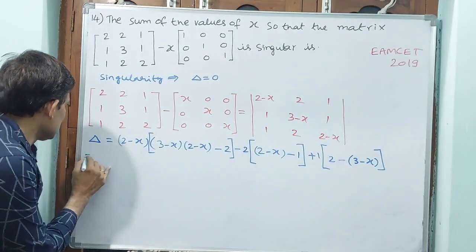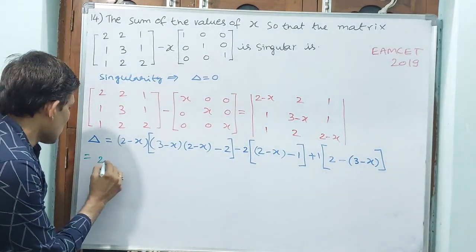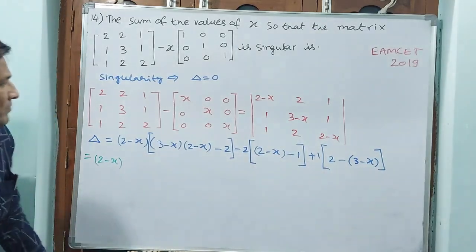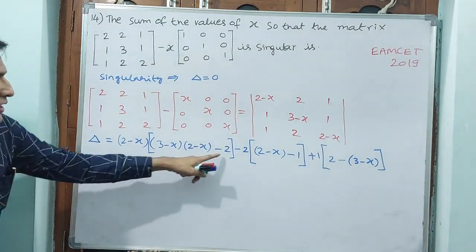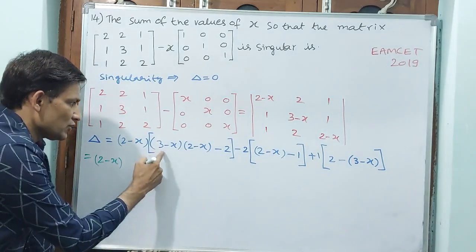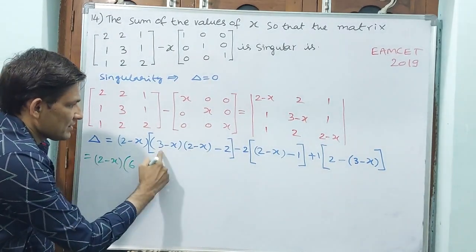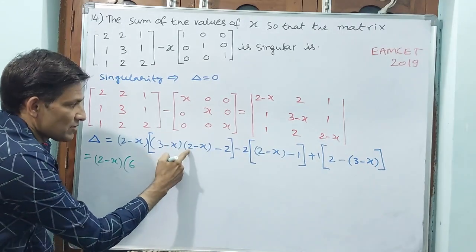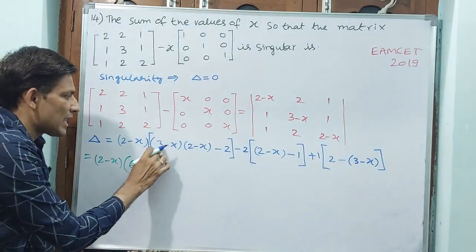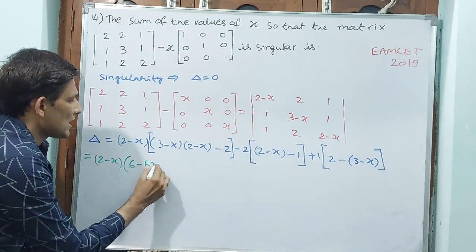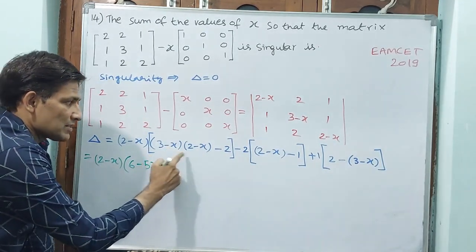That is equal to, this outside, let it be like this only, but inside first you solve. You see, first you have to multiply these two, then only you have to subtract. Okay, don't forget. See, 3 into 2, 6. 6 minus 3x minus 2x. Once for all I am writing. You see, minus 3x minus 2x, minus 5x. Afterwards plus x square.